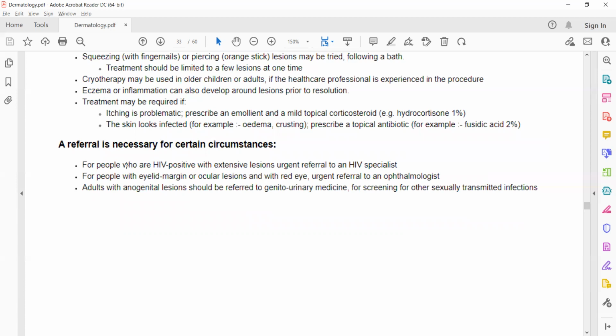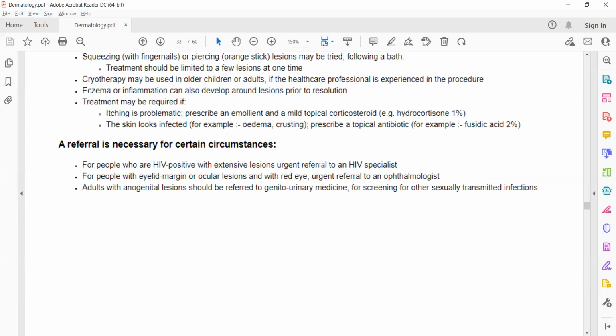When will you refer a patient with molluscum contagiosum? Someone with a history of being HIV positive, and if there is eyelid margin or ocular involvement with red eye, then you will refer the patient to an ophthalmologist. And a lesion in the anogenital region should be referred to a genitourinary clinic.